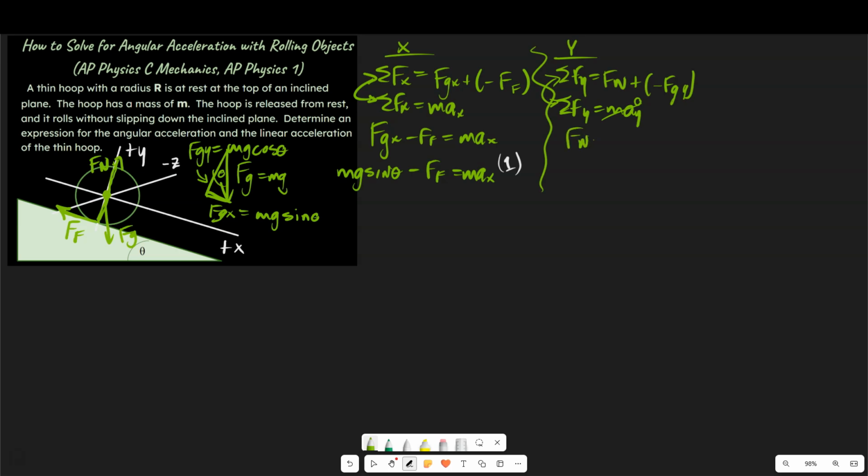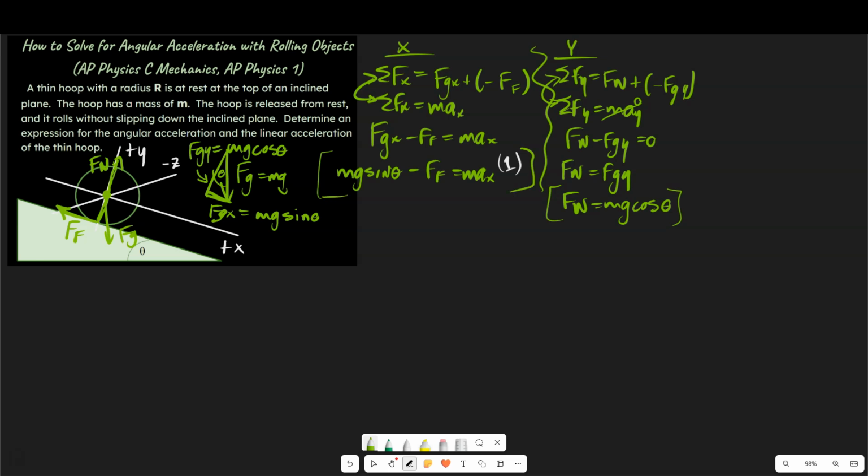So we say Fn minus Fgy is equal to 0. So therefore Fn is equal to Fgy. That's true in terms of magnitude, not in terms of direction. And we can say Fn is equal to mg cosine of theta. So that's important. We're going to put that in a box for now, and we'll box this up as well.